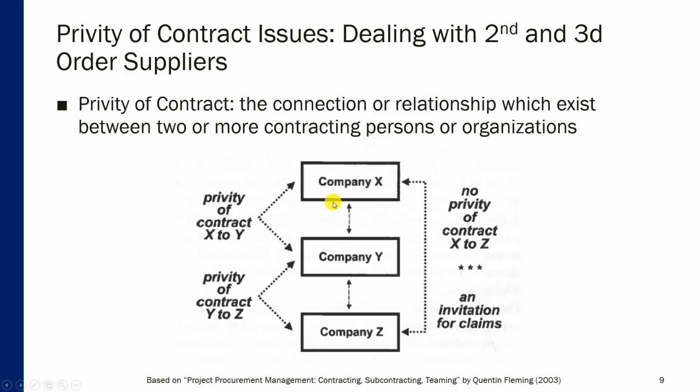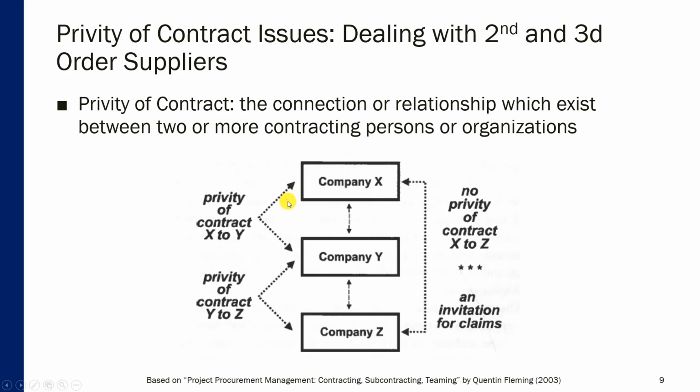So this is how the problem is described, and this is how the problem arises. You see, company X, the buyer, may have a contract with company Y to deliver something. So in that case, company X is the buyer while company Y is the seller. Now, company Y may also have a contract with company Z to assist company Y on the project that company X commissioned company Y for. In that case, company X has a privity of contract.